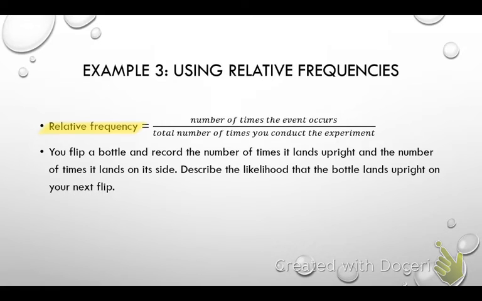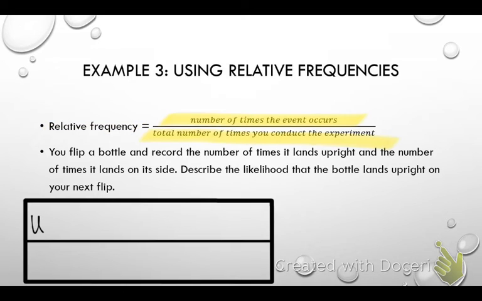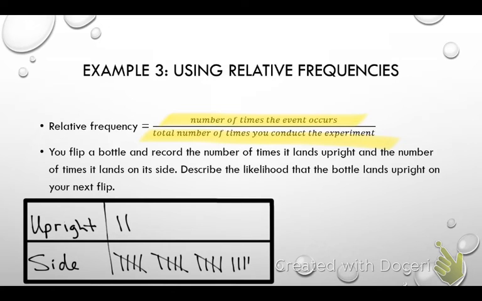Okay? Guys, stop. Guys. All right, so you flip a bottle and record the number of times it lands upright and the number of times it lands on its side. And we come up with data. Basically, we're conducting an experiment. So here are your results. Let me go ahead and put it up there on the table. The formula for relative frequency you need to have written down. Make sure you have that. So upright results and on the side results. And here are my tallies. All right, so go ahead and copy down the table. And then we're going to put this into a probability.